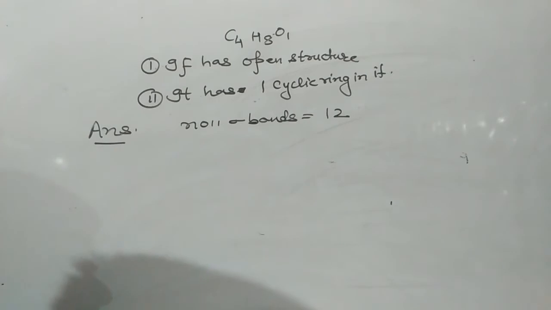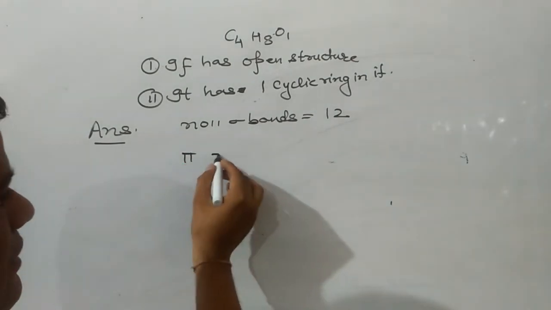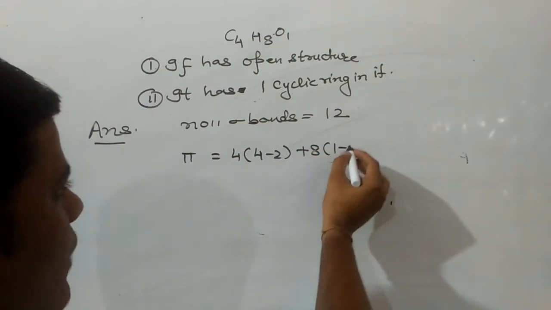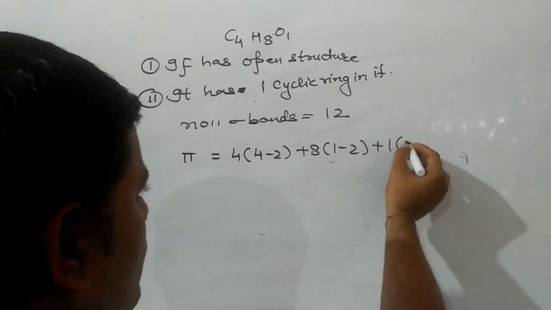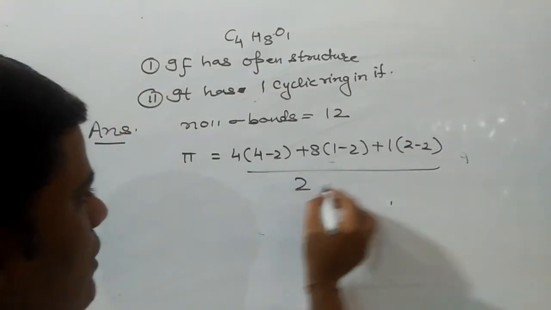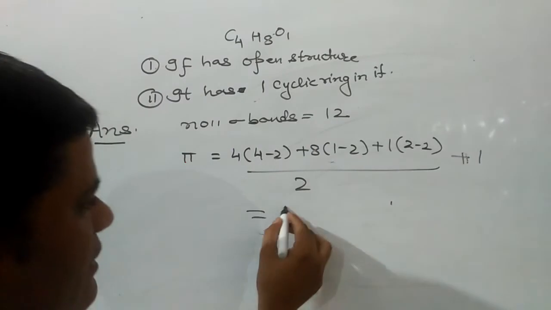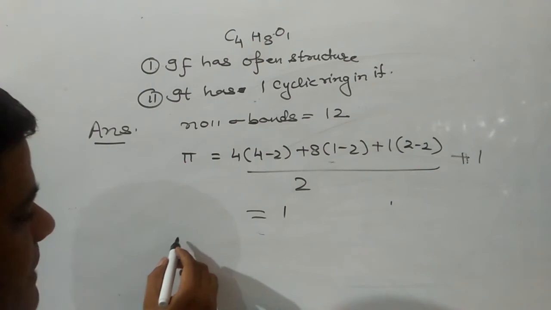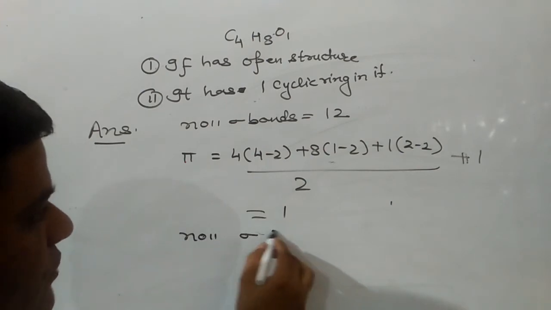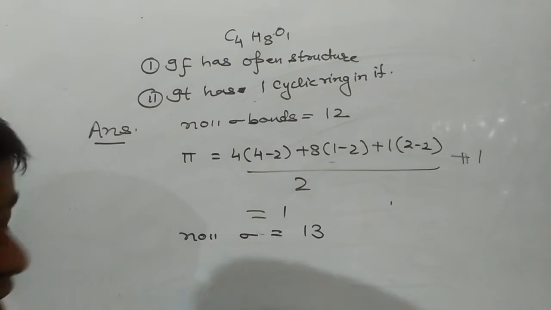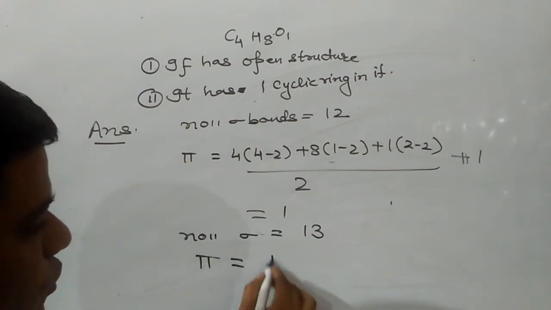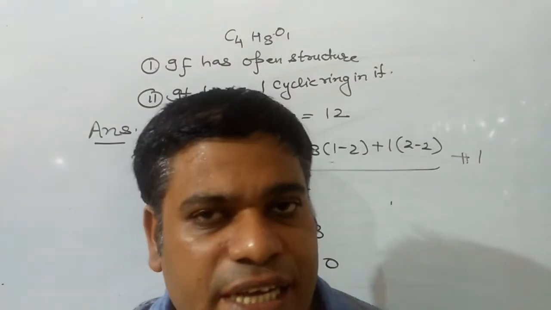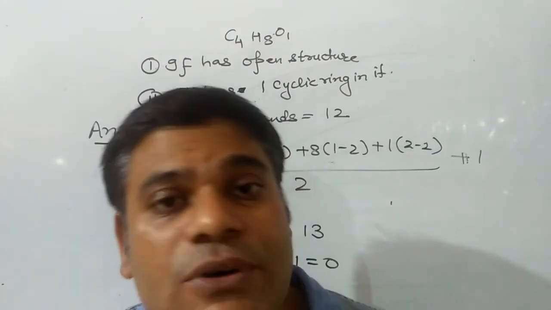In case of open chain structure, number of sigma bonds will be equal to total number of atoms minus 1, so it comes out to be 12, and pi bond will be (4 into 4 minus 2, plus 8 into 1 minus 2, plus 1 into 2 minus 2) upon 2, plus 1, and that comes out to be 1. So pi bond will be 1 when it has open chain structure. If cyclic structure is there, the number of sigma bonds will be 13, equal to total number of atoms, and pi bond will be equal to 1 minus 1, that comes out to be 0.